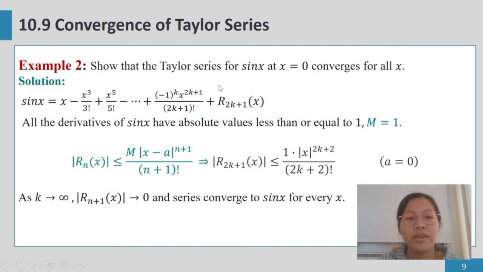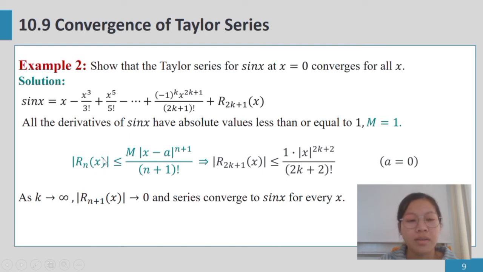Okay, so let's take a look at this example. Show that the Taylor series for sine x at x equals 0 converges for all x. So here we know that sine x is equal to x minus x cubed over 3 factorial plus and so on, and we stop here at our remainder. We know that the derivative of sine x has absolute value less than or equal to 1. So we can say M is equal to 1.